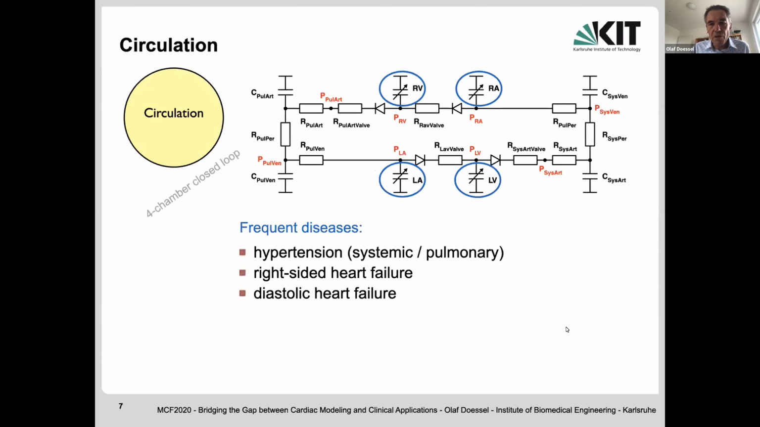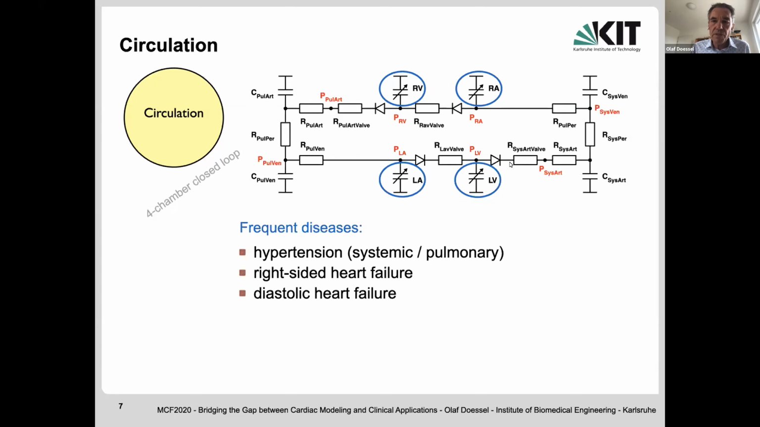And now the fourth block in my scheme in the beginning is the circulation. And we have to understand that the heart here, the left ventricle, pumps into a systemic circuit, and the blood comes back to the right atrium, goes from the right atrium to the right ventricle, and is pumped into the pulmonary circuit, goes to the left atrium and back to the left ventricle. And we have seen some talks where the authors took into account that there is a preload and an afterload of the ventricle that we have to take into account.